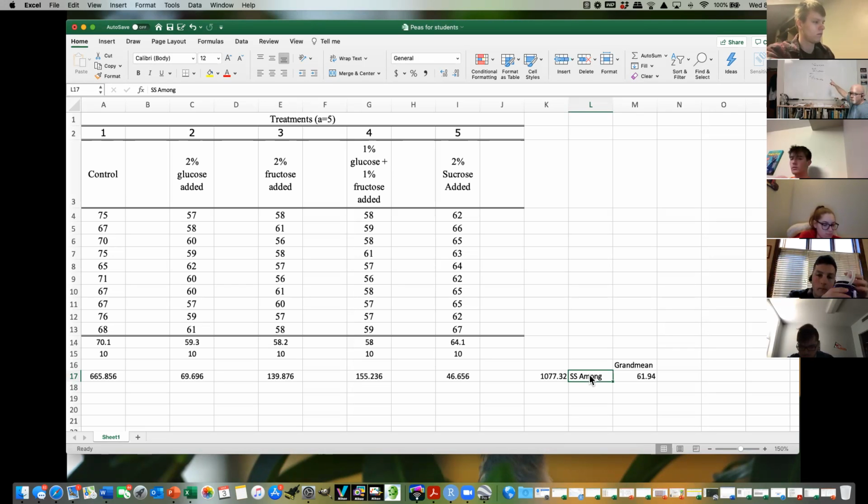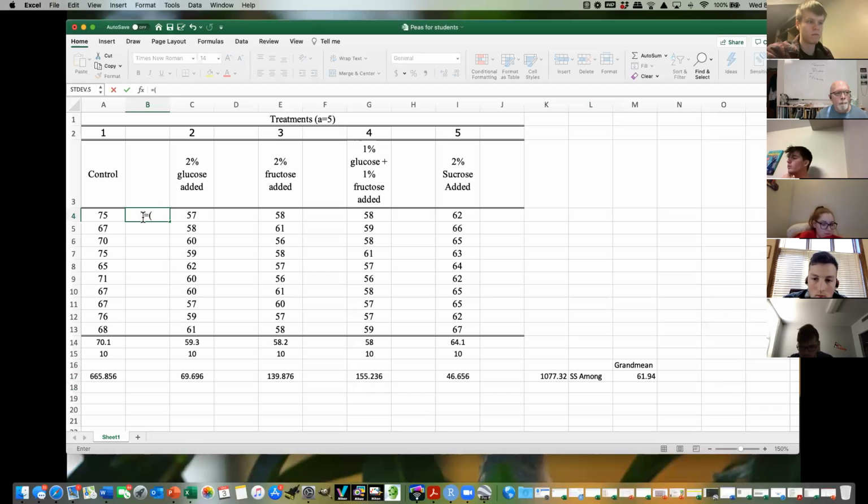Sum of squares within. We already know how to do that, right? What's the sum of squares within? It's the value minus the mean, squared, right?